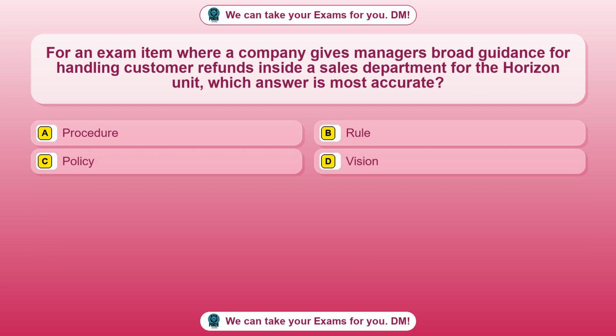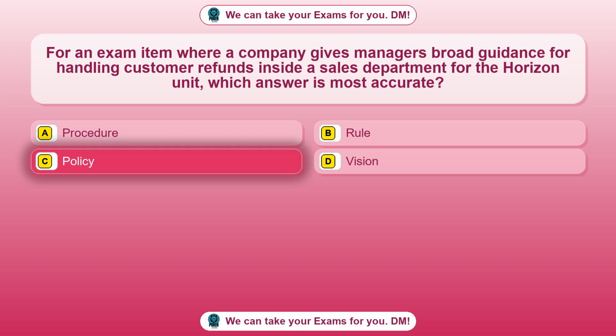For an exam item where a company gives managers broad guidance for handling customer refunds inside a sales department for the Horizon unit, which answer is most accurate? Option A, procedure. Option B, rule. Option C, policy. Option D, vision. The correct answer is option C, policy.